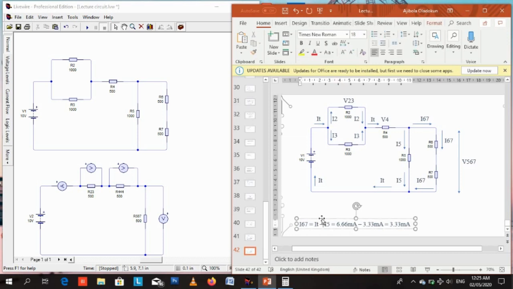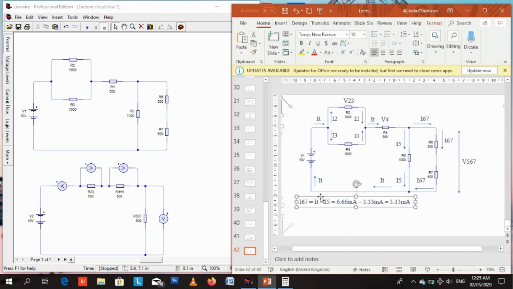So we've duplicated our slide. This is a new slide. I67 is 3.33 milliamps. We got that by subtracting I5 from the total current. So we have I67 now. We have the current flowing through R6 and R7.